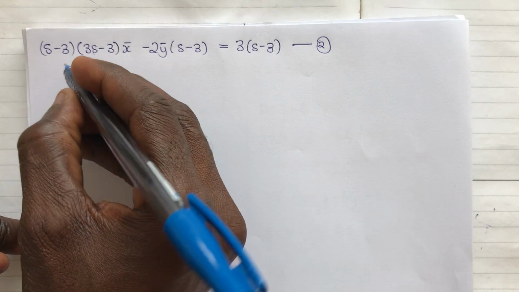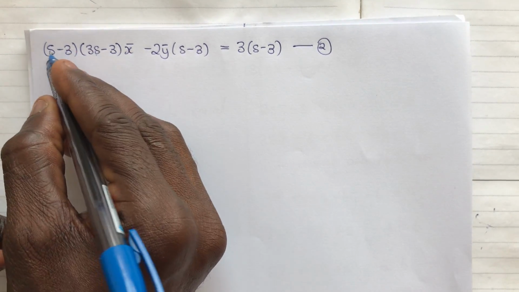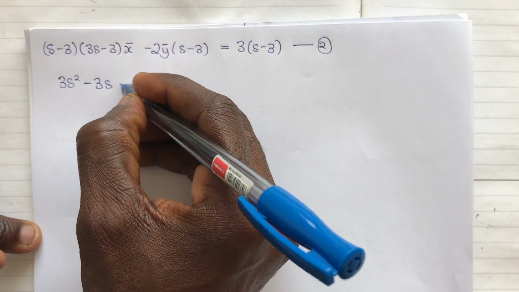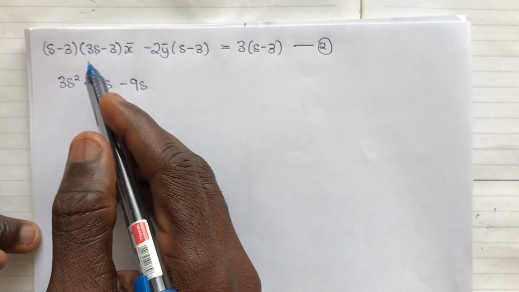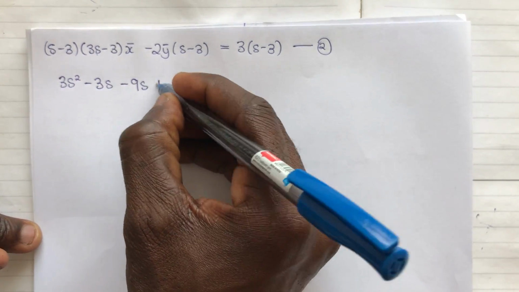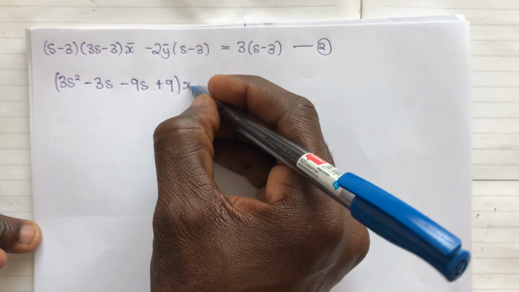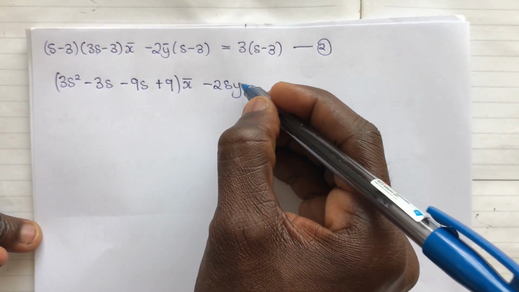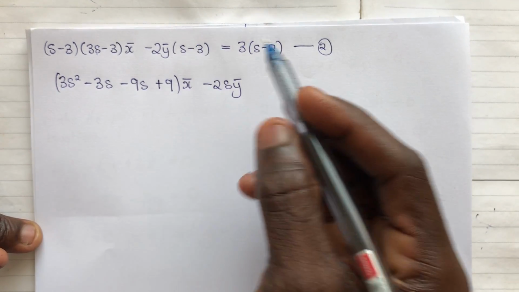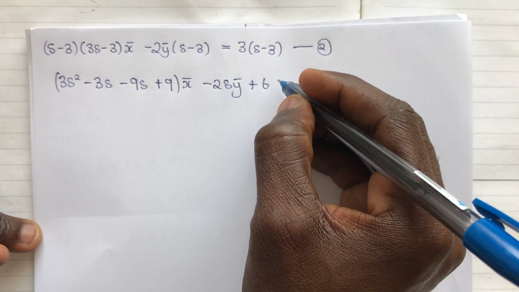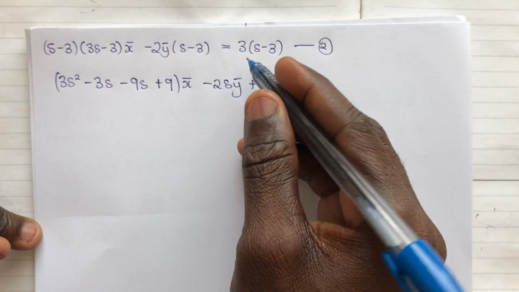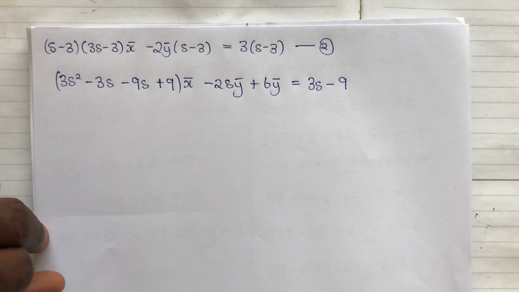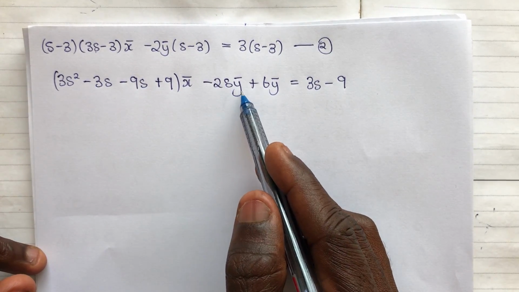S times 3s, we have 3s squared. S times this is giving us minus 3s. Negative 3 times this, we are having minus 9s, and then this times this, we are having plus 9, multiplying x bar. S times this, we have minus 2s y bar. Then 3 times this is giving us plus 6y bar, and 3 times this, we have 3s minus 9. Okay, now let's factorize y bar out here.